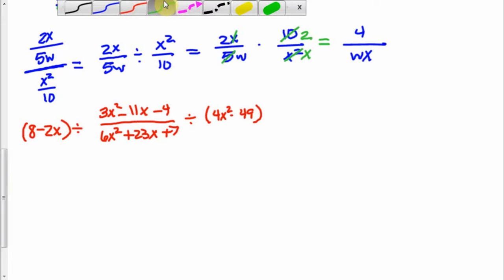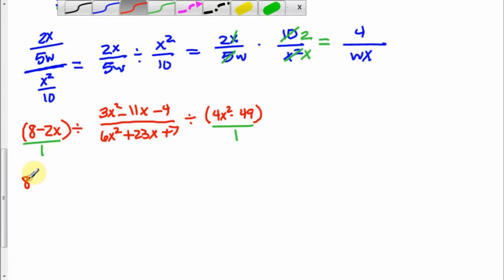Sometimes putting things over 1 helps us to see what's there. So if there is no denominator, then it's over 1. And I want to do that especially on this one because I'm going to have to change this to multiplication and flip it, right? And so I need to be able to see that. Okay, so here we go.